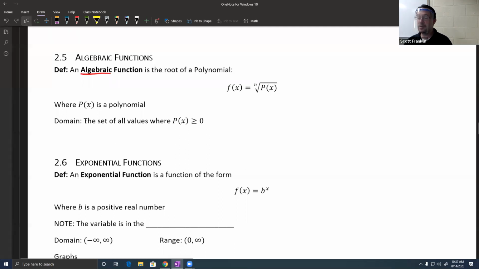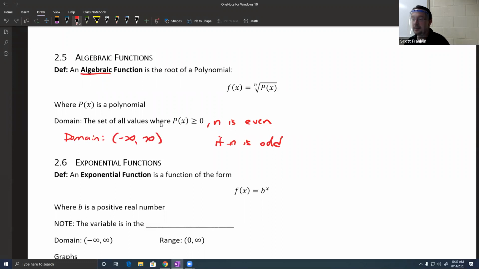And the set of all values that we can plug in, when n is even, is everywhere where the inside is greater than or equal to 0, right? Because you can't plug negative numbers into an even root and get a real number out, okay? And I should have put this in here, but if n is odd, then the domain is actually easy. Domain is negative infinity to positive infinity, if n is odd.